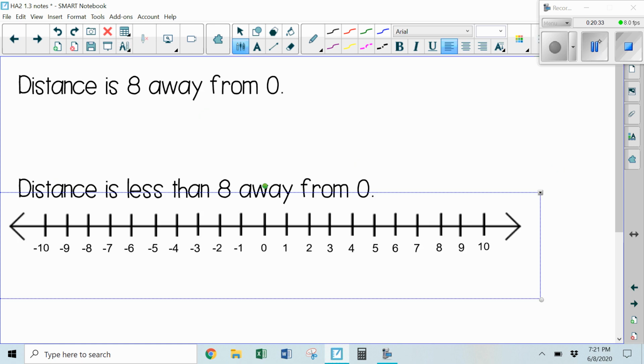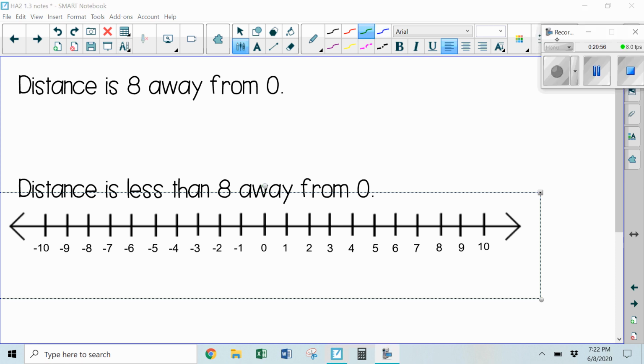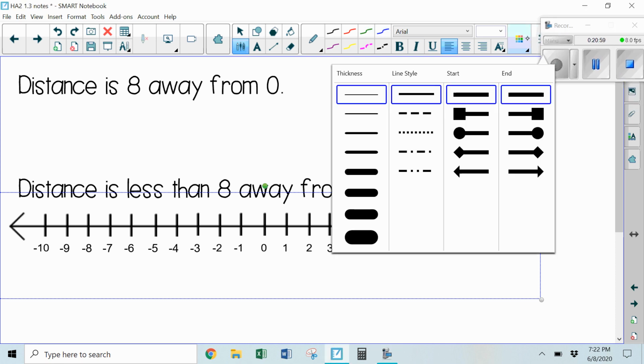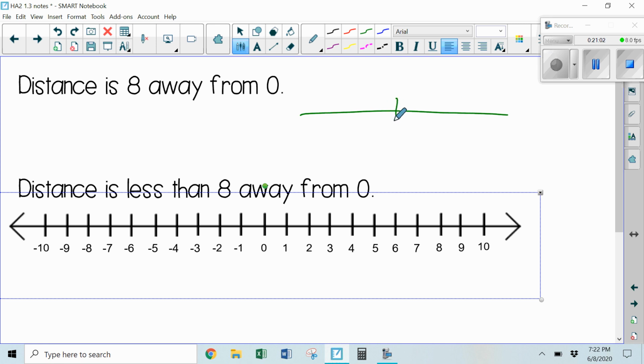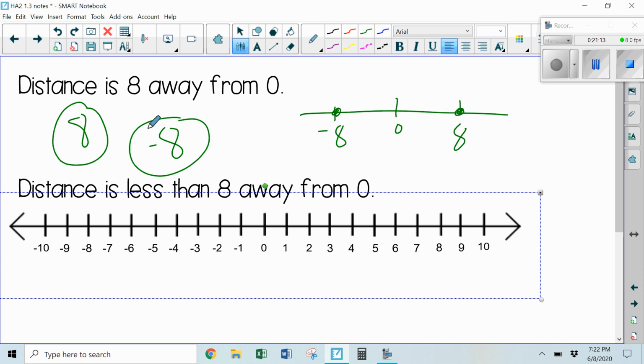All right, let's pause here for a minute. This is not in your book, so I just want to kind of introduce something. You can write this or you can just watch. So we've been talking about distance away from 0. So let's say the distance is 8 away from 0. That's going to put me at 8 and -8. Those numbers are the only values that are exactly 8 away from 0.